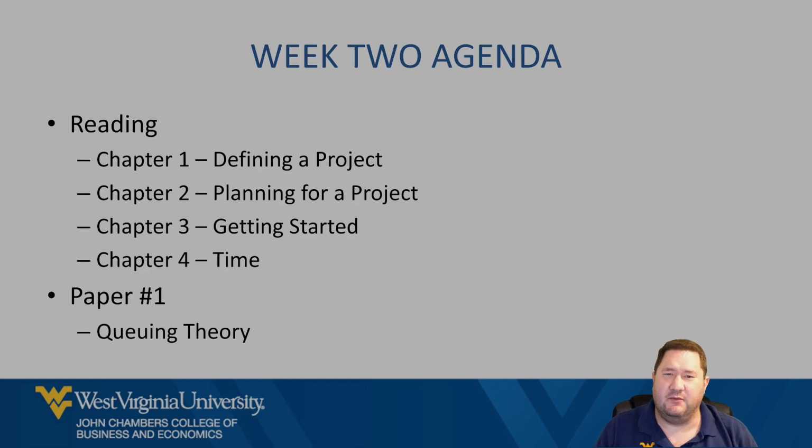So this is the second week of the class. Our agenda basically is I'm going to talk about the reading from the first week. Now some of you may not have had your textbook already, but hopefully you do now. Chapters 1 and 2 are from the first week's reading, 3 and 4 are from this week's reading, and then I'm going to talk a little bit about the paper, which is about queuing theory. And it's actually a pretty interesting theory. The math can get extremely complicated, but we'll talk about that.